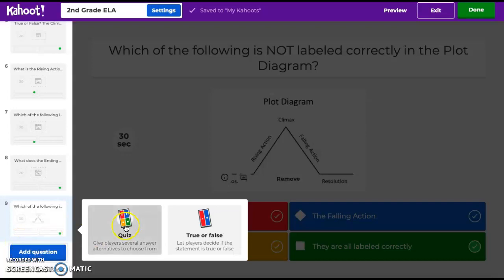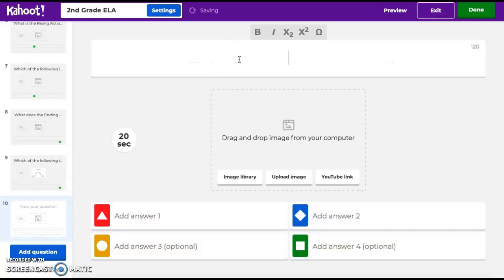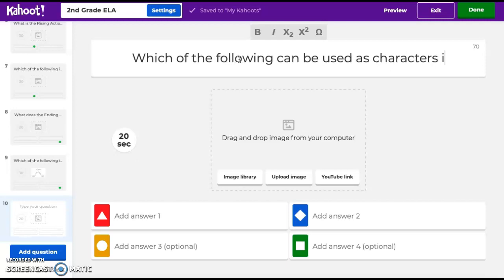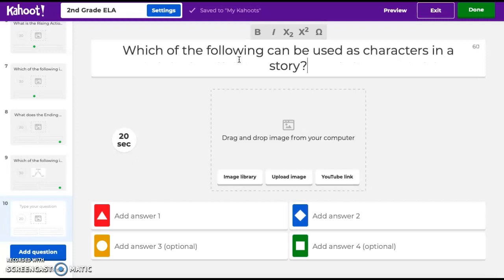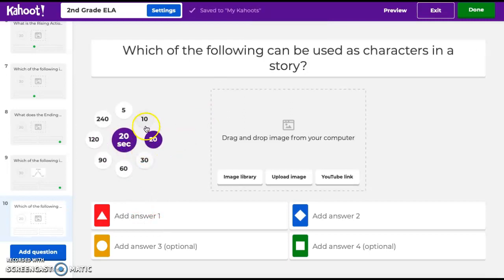Now I'm going to show you an example of adding a quiz type question. The question I'm going to add is, which of the following can be used as characters in a story? I think I'm going to give this question 20 seconds. I'll leave it at 20.